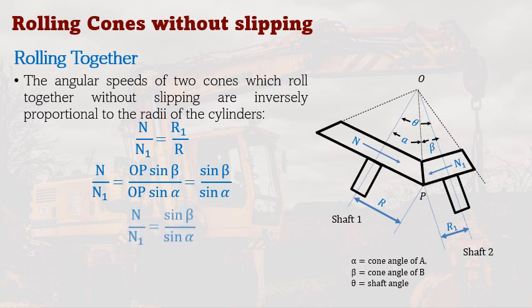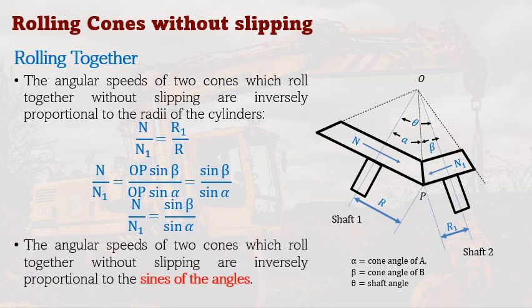So you can see that the relationship is that the angular speed can be written in such a way that they would be inversely proportional to the sines of the angles, which are the cone angles. Again, the angle alpha is the cone or center angle of cone A, and beta is the cone angle of B. The angle theta is the angle between the shafts, or the shaft angle.